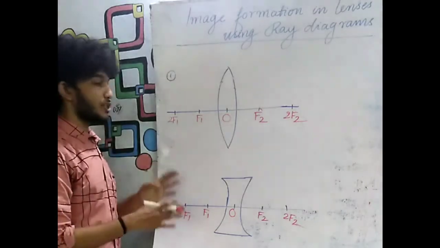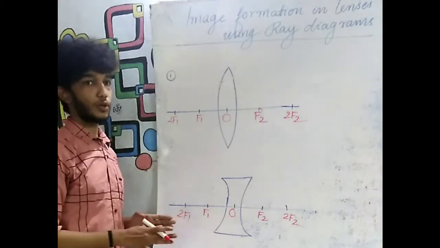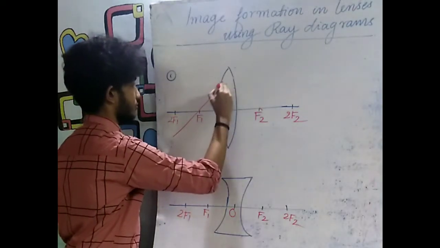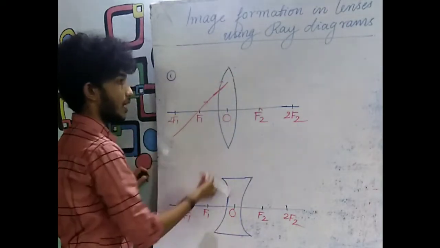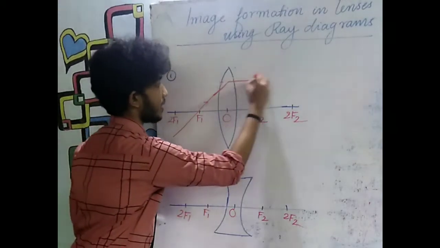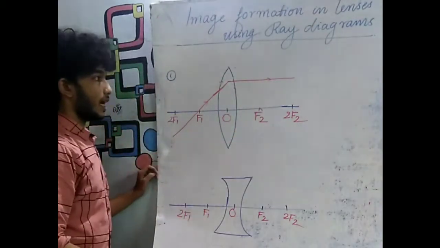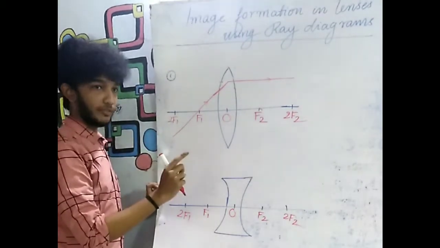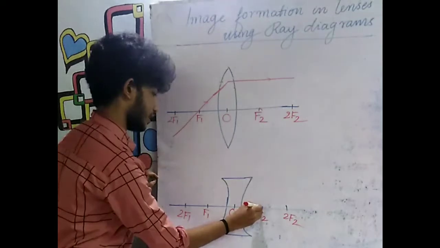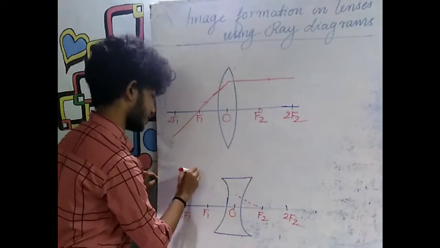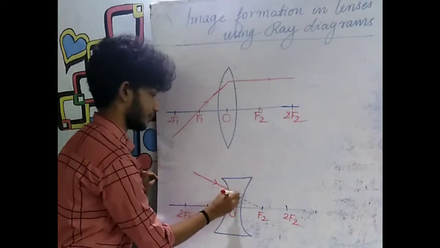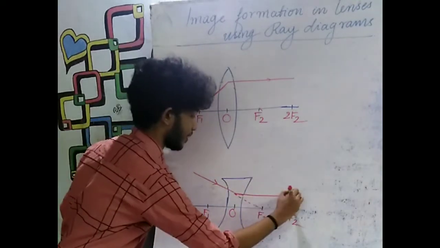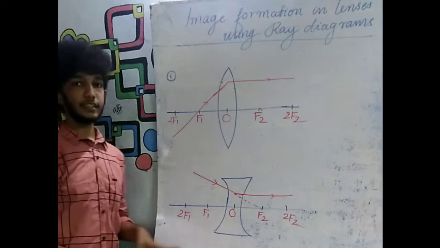Now let us see the second rule. The rays which are passing through the principal focus, in the case of a convex lens, after refraction will pass parallel to the principal axis. And in the case of a concave lens, when a ray of light is directed to the focus, then after refraction the refracted ray passes parallel to the principal axis. This is the second rule.